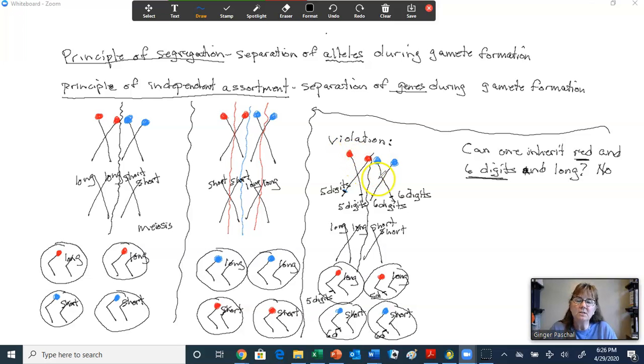The reason why is because they're on 2 separate chromosomes. This would violate the principle of independent assortment because the genes cannot separate from each other. They're actually stuck on the same chromosomes. So this is the principle of independent assortment. So if you would like to take a picture of this screen, please do so now, because in just a minute I'm going to clear the screen so we can talk about a dihybrid cross.